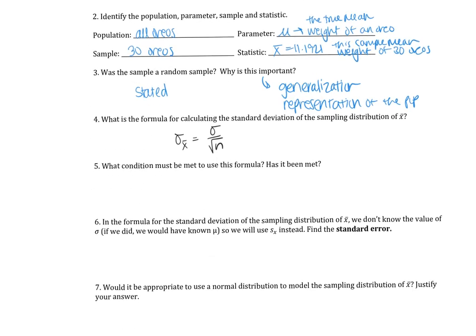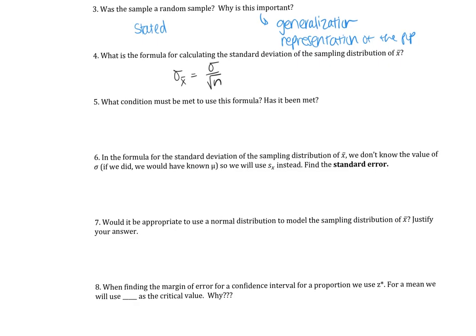It says what condition must be met to use this formula? Has it been met? Remember right here, this is your 10% condition. And all of this should be feeling pretty familiar, very similar to proportions, right? Yes, it has been met. We're going to assume 30 is less than or equal to 10% of all Oreos, and that's a safe assumption to make.